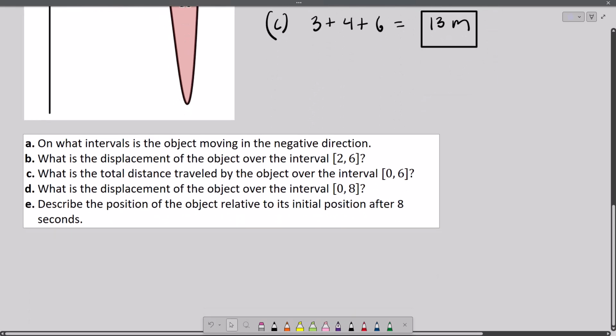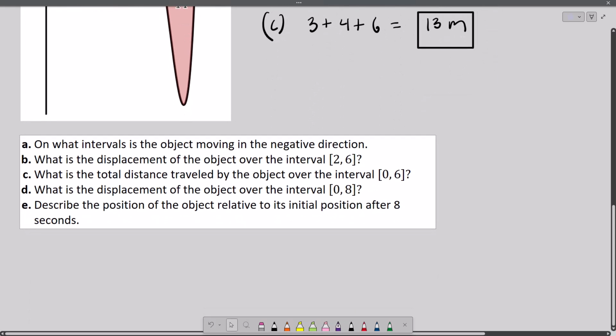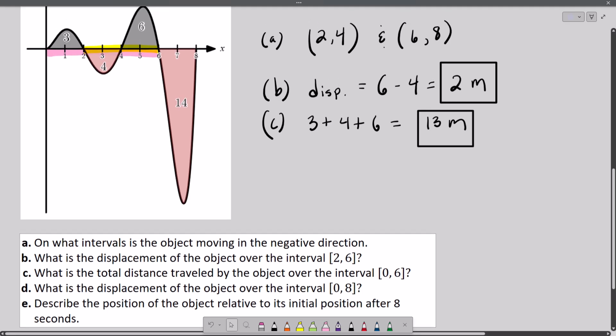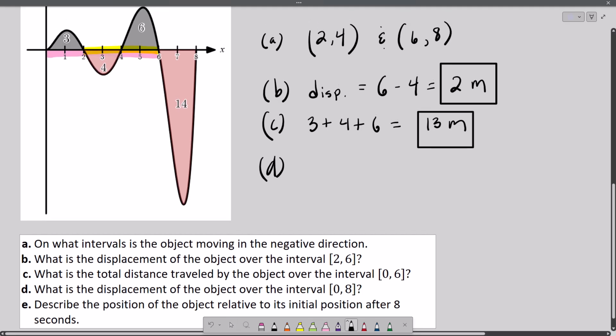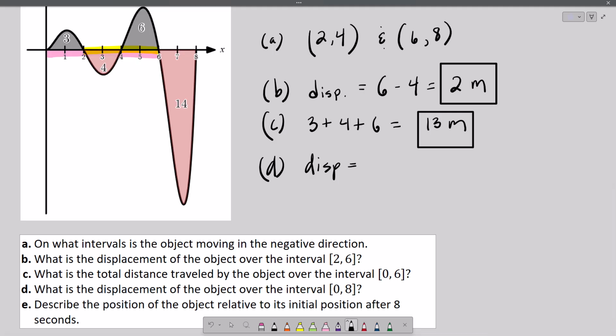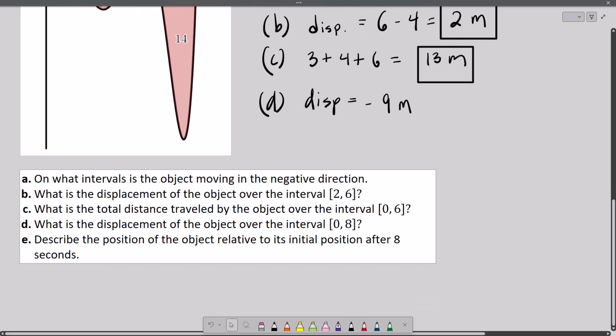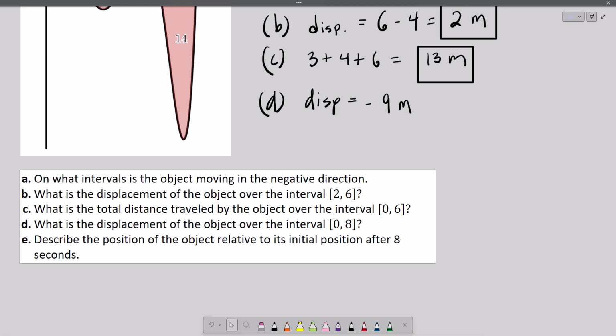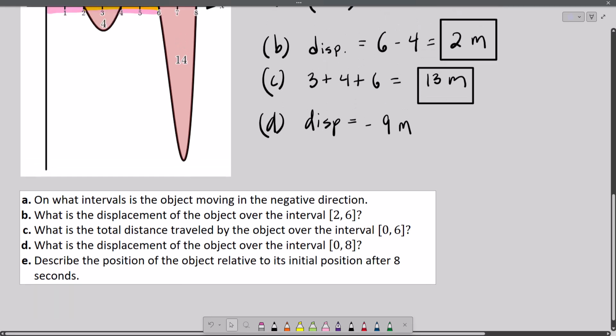All right, part D says, what is the displacement 0 to 8? So displacement 0 to 8 is going to be? Negative 9. So we add this up, we get 18. We add that up, we get 9. We do upper minus lower, so we're going to get negative 9. And that's also meters. So describe the position of the object relative to its initial position after 8 seconds.